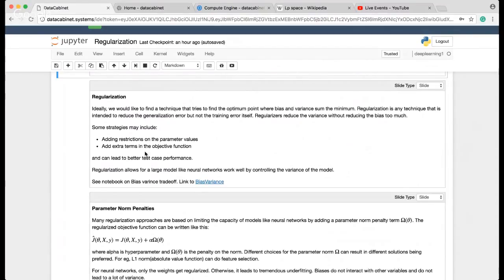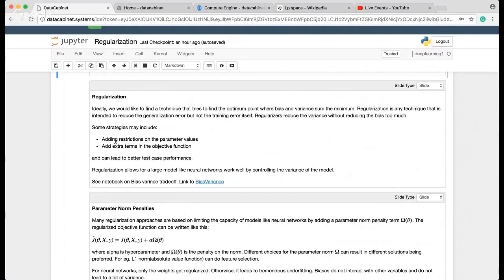So what we do is we put constraints around different things, or we use different techniques, so that when we take a higher-capacity model like a neural network, we try to bring the variance down without affecting the bias too much. That's what regularization is, and there are multiple ways of doing it.